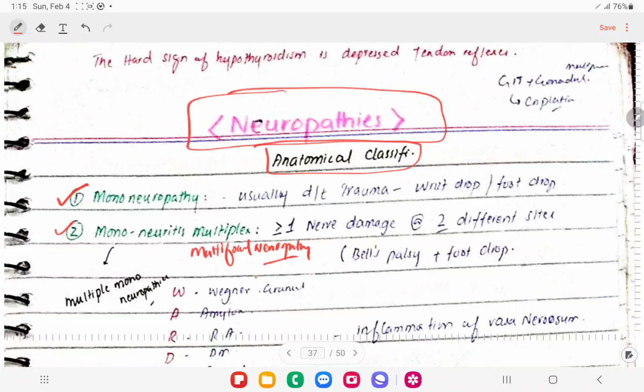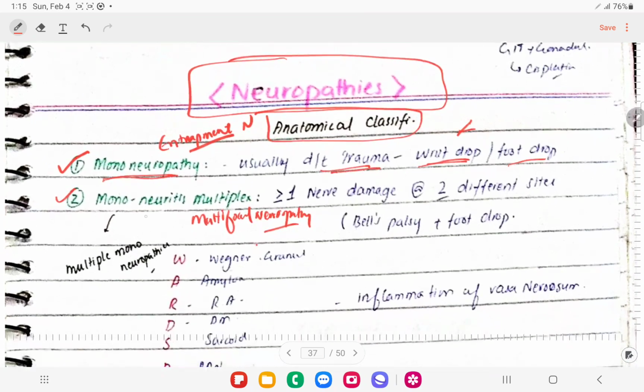So first one is called mononeuropathy, right? It is usually seen with trauma like wrist drop and foot drop. We know that in wrist drop radial nerve is involved, right? And it can also be seen with entrapment neuropathies. So we see mononeuropathy in this condition.